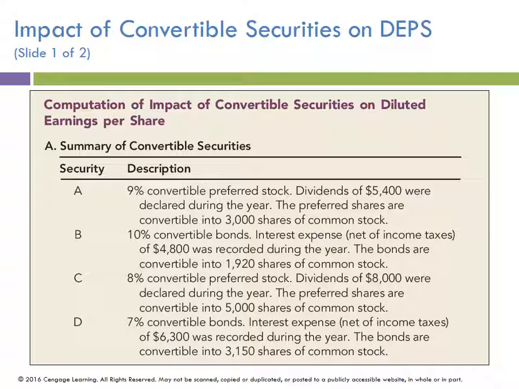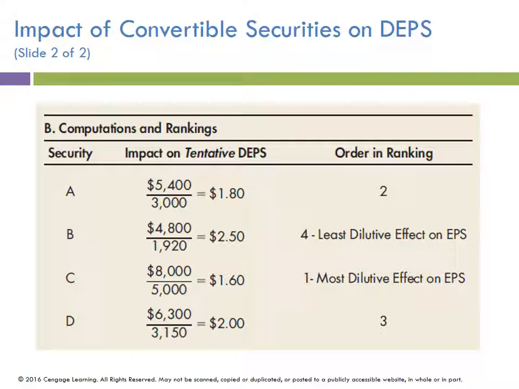There's how many shares of stock the bonds are converted into, 1,920. 8% convertible preferred stock. Again, dividends of $8,000 were declared during the year. These shares are converted into 5,000. And then 7% convertible bonds. Interest expense is $6,300, and these bonds are converted into 3,150 shares. So this company has quite a few convertible securities. Now, what we do is rank them by their impact on diluted earnings per share.